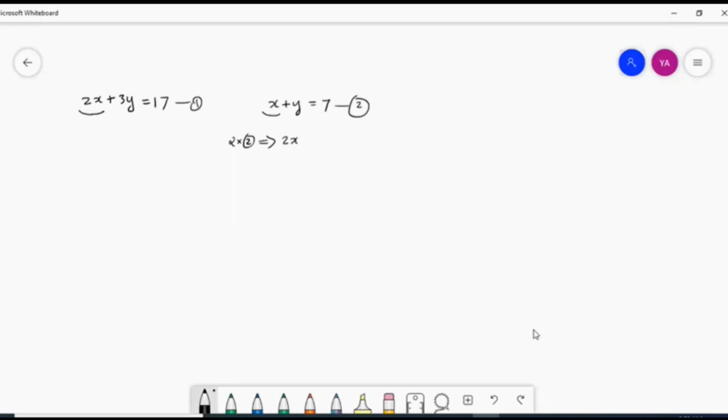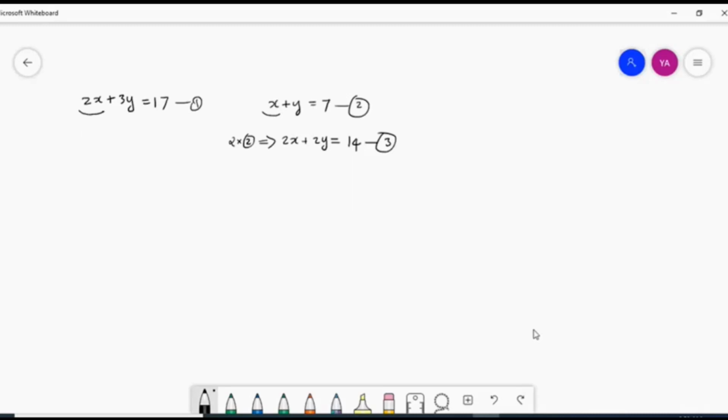So 2x plus 2y is equal to 14. Very good. Now we can give this as equation number 3. Now equation 2 and equation 3 are equal. They are the same, right? Equation 2 and equation 3 are equal because we just doubled it. Okay, why did we double it?